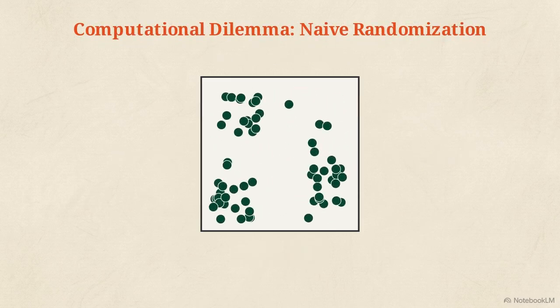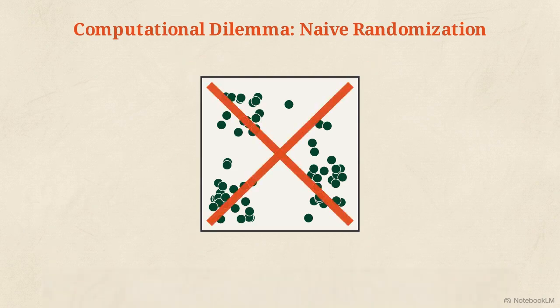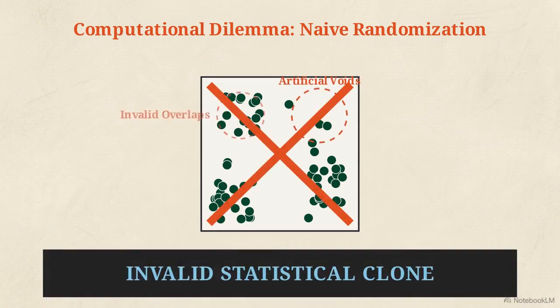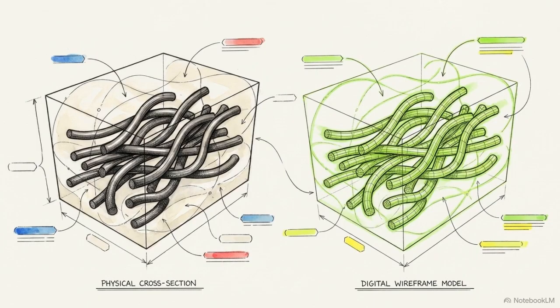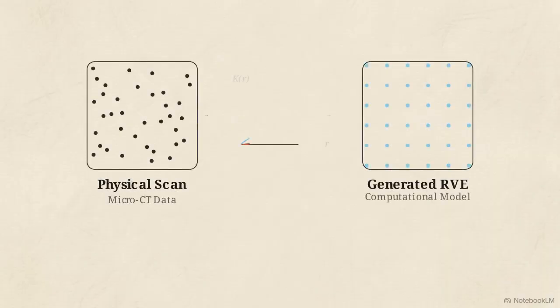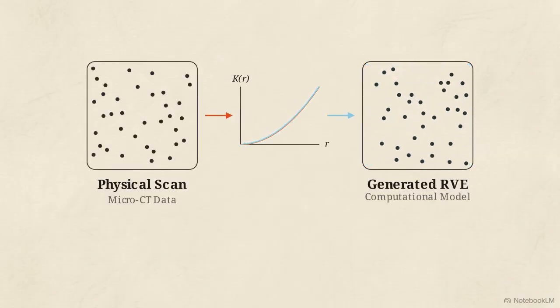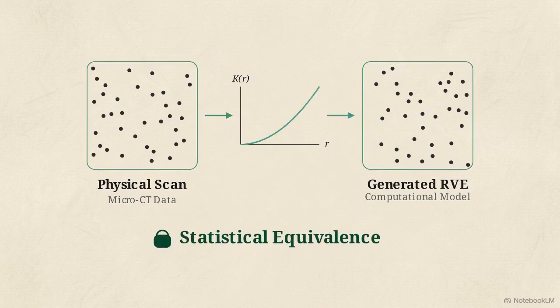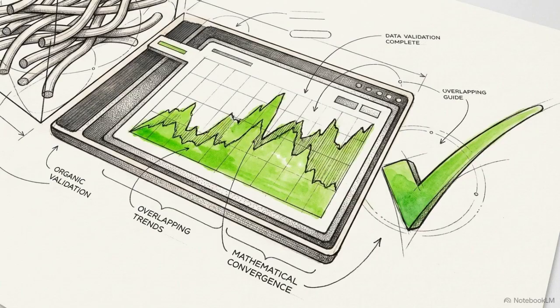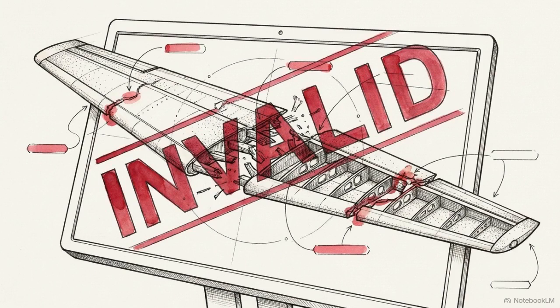Building a valid RVE presents a strict computational dilemma. An algorithm cannot simply randomize fiber locations and expect accurate stress data. The virtual geometry must perfectly mimic the chaotic layout of the actual manufactured material. The mathematical link between a physical scan and a generated RVE is called statistical equivalence. Proving that a generated model is statistically equivalent to the physical material is a required mathematical threshold. Until this equivalence is proven, finite element analysis simulations cannot yield trustworthy failure predictions.